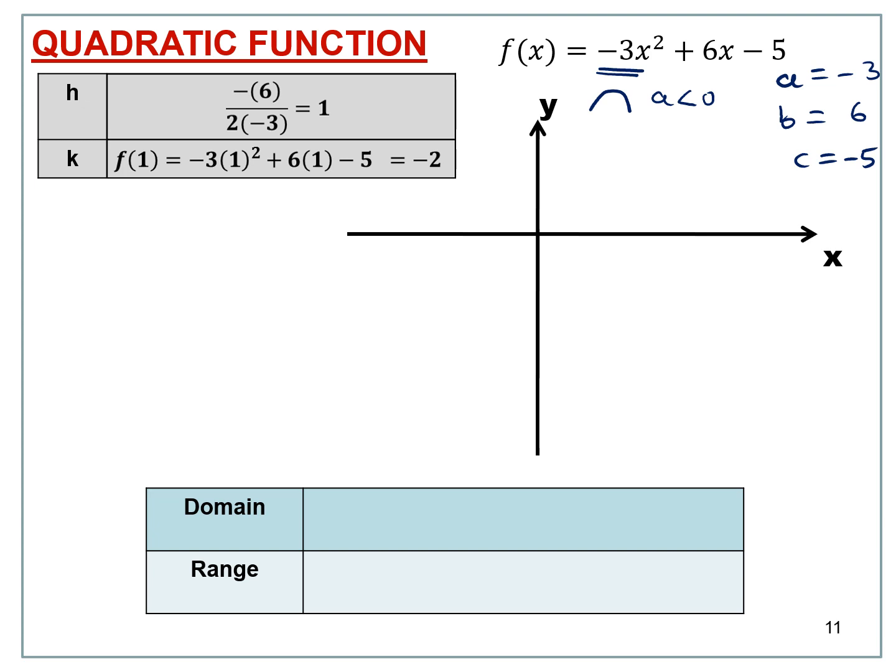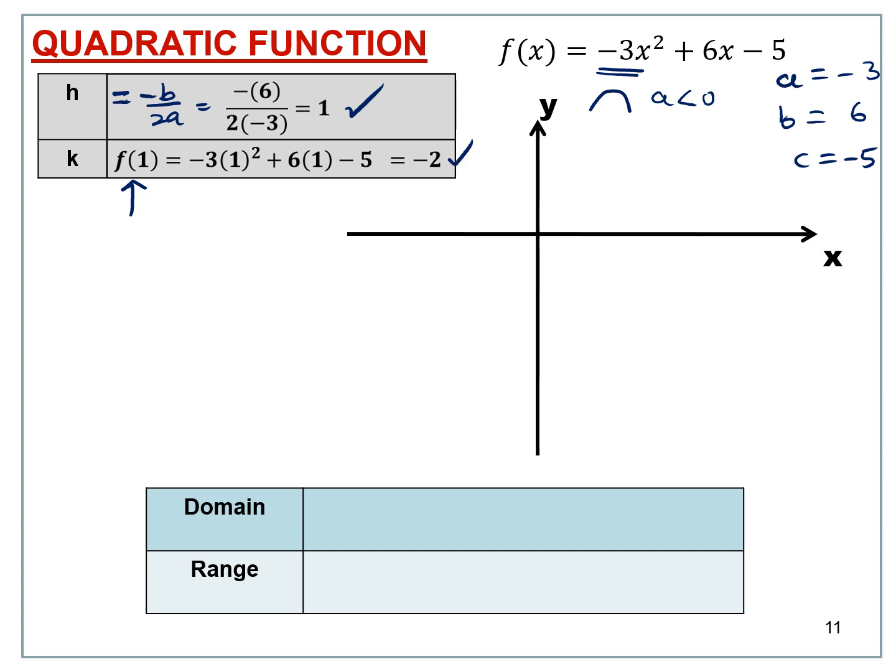So all these values we substitute into the h formula. h equals negative b over 2a. So from here substitute b, which is 6, a is negative 3, so you get 1. Alright, so when h is 1, substitute into the original function, f(1), so you get negative 2. Is it correct? Negative 3 plus 6 is 3, 3 minus 5 is negative 2, correct.